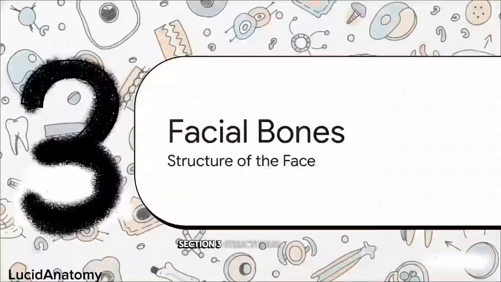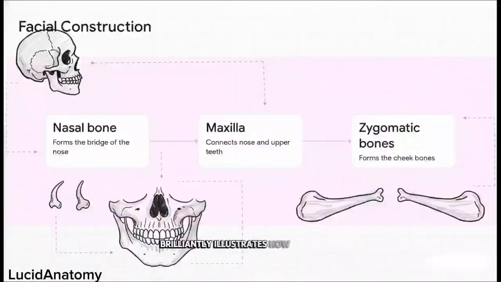Section 3. Structuring the face, the facade. And this brilliantly illustrates how the face is essentially constructed from the top down. Step 1 is the nasal bone, which forms the hard bridge of your nose. Step 2 drops down to the maxilla. This is a massive foundational piece that connects the nose, the cheekbones, and anchors literally all of your upper teeth. Then Step 3 sweeps out to the sides with the zygomatic bones, which you probably know better as your cheekbones, providing width and structure to the entire middle of the face.